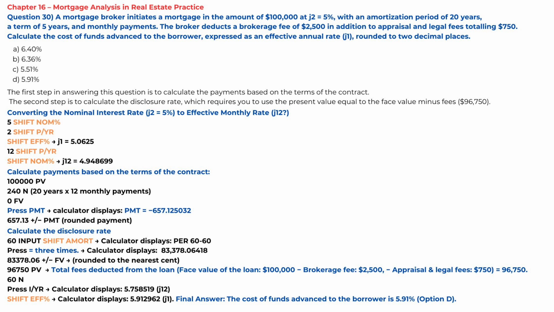Total fees deducted from the loan are: face value of the loan, $100,000, minus brokerage fee, $2,500, minus appraisal and legal fees, $750, equals $90,670.50. 60 N, press I/YR. Calculator displays 5.75819, which is J12. Press Shift Effective. Calculator displays 5.912962, which is J1. Final answer. The cost of funds advanced to the borrower is option D, 5.91%, rounded to 2 decimal places.